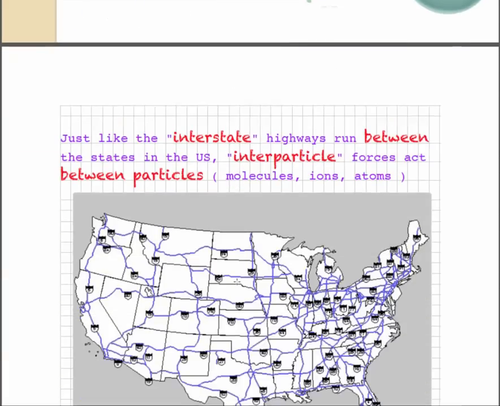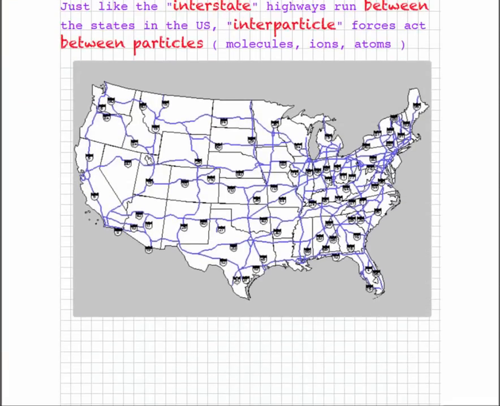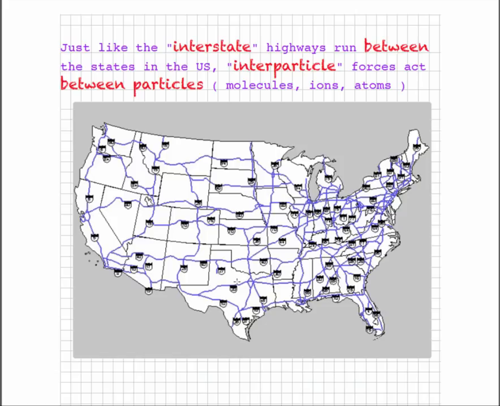Let's look at this picture. Here's an outline map of some of the major interstate highways in and around the U.S. of A. And the key prefix is inter, meaning between states.